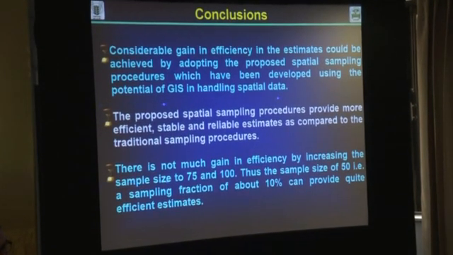So the basic conclusion of this study is that if the data is spatial in nature, we should not use traditional sampling techniques like simple random sampling, stratified and all, because they fail to capture the dependency in the data. We can exploit the unique spatial correlation and other variables which are spatial in nature, and accordingly develop spatial sampling designs.